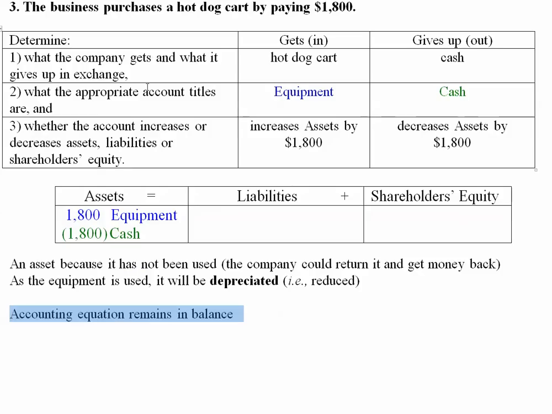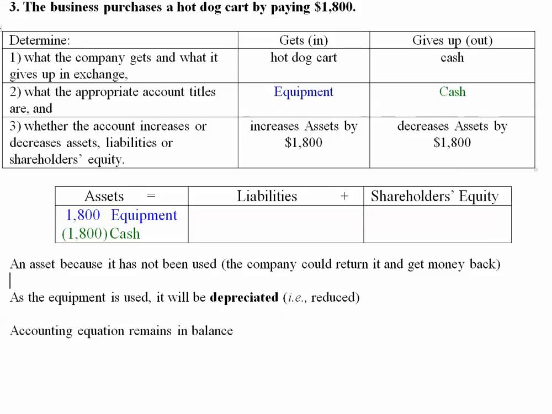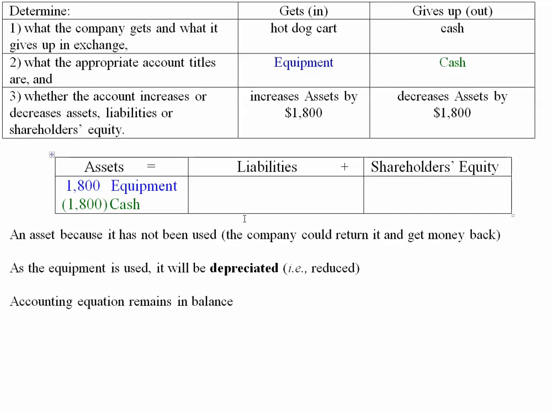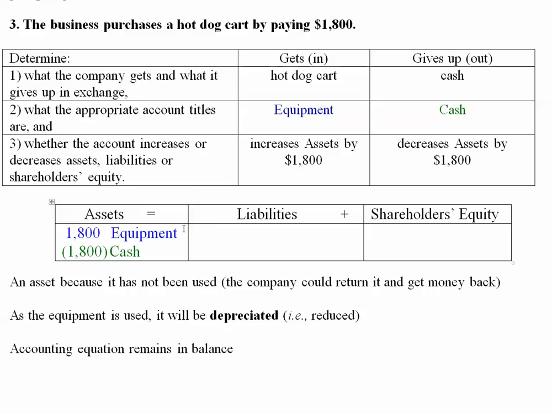So what you have to see here is that you can have a transaction, but the transaction doesn't have to straddle the equal sign. So in other words, you can exchange one asset for another and still remain in balance. We'll see later that we can have transactions where we say increase liabilities and decrease shareholders' equity with no effect on assets. And by increasing liabilities and decreasing shareholders' equity by the same amount, you remain in balance.